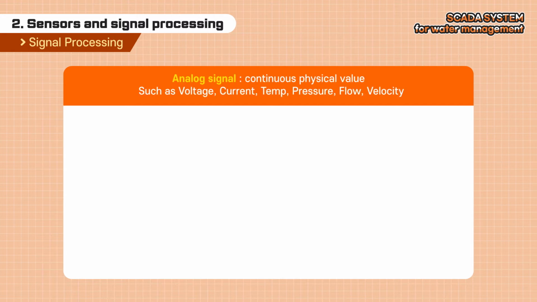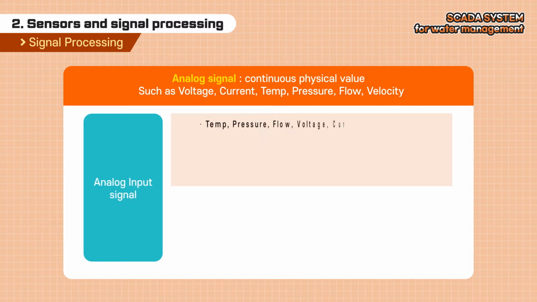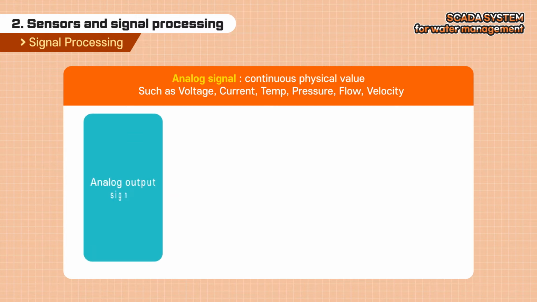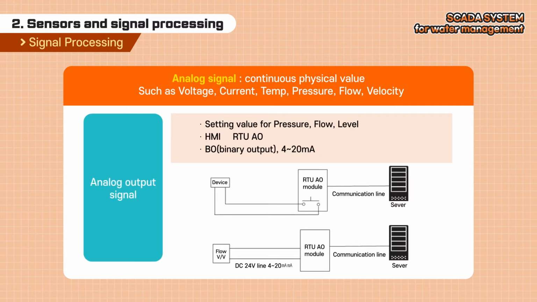Analog signals represent continuous physical values such as voltage, current, temperature, pressure, flow rate, or velocity. The analog input signal refers to the temperature, pressure, flow rate, voltage, current, and water level. This signal can be acquired through DC24V, TD, 4 to 20 mA, and AD converter. The analog output signal can be controlled by transmitting setting values for pressure, flow rate, water level from the HMI to RTU.